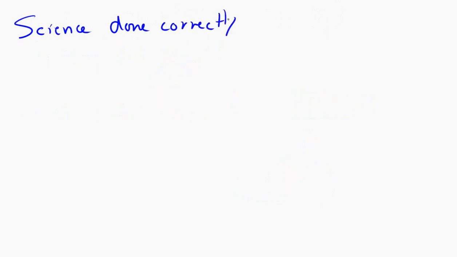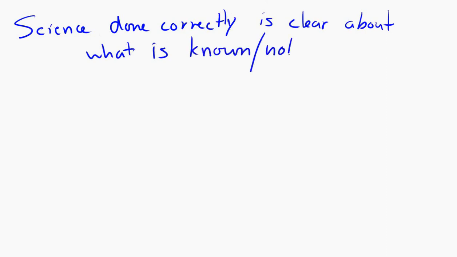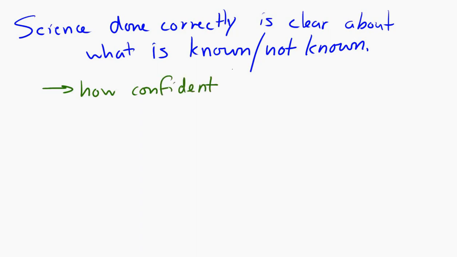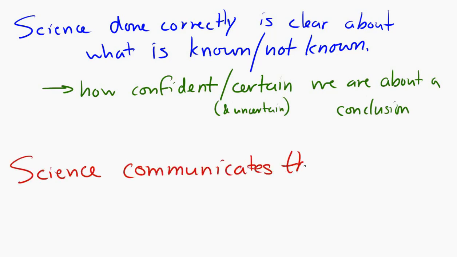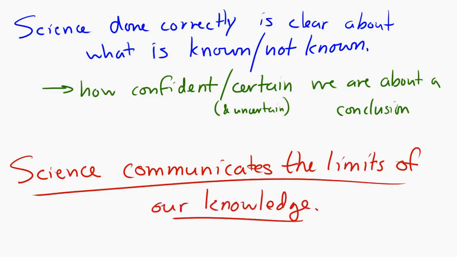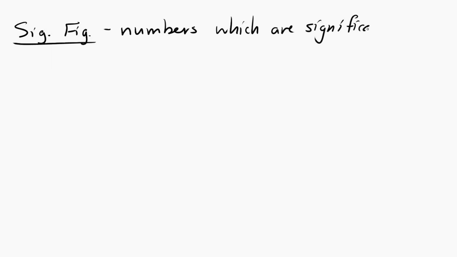One aspect of science that really makes it powerful is that science, when it's done correctly, is very clear about what is known and what is not known. Or rather, science, when done correctly, is clear about how certain or how confident we are about a conclusion, and how uncertain we are about a conclusion. Science, when done well, communicates the limits of our knowledge. So what does this have to do with sig figs? Well, significant digits, or significant figures, are the numbers which are significant, the ones that are important, the ones that matter, the ones that we know.